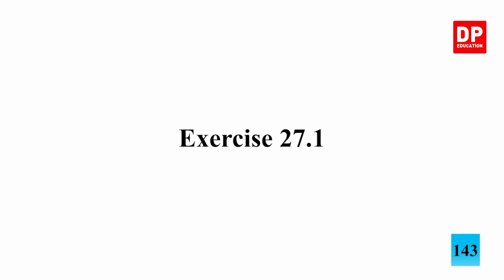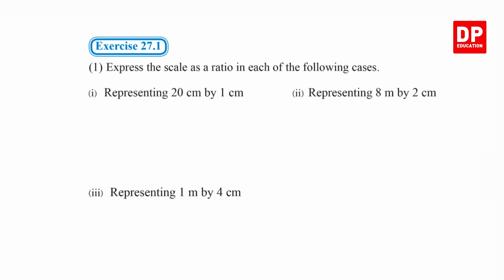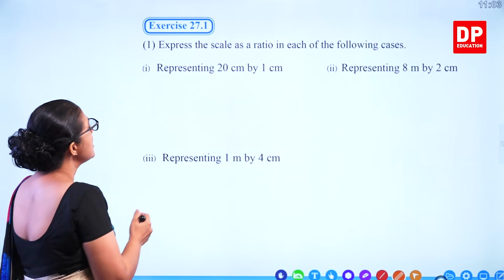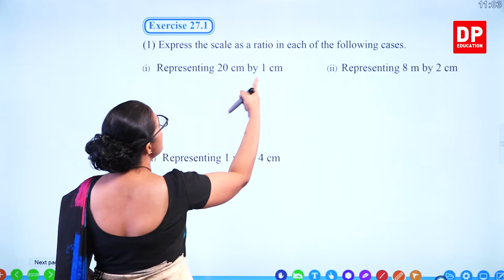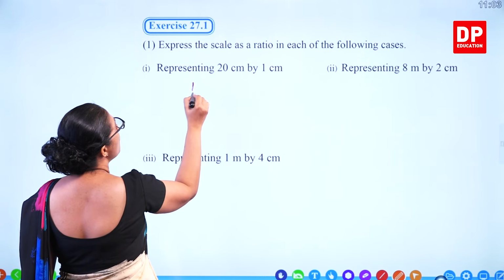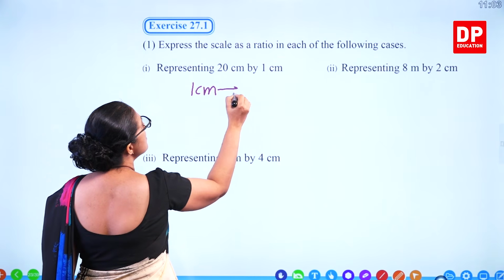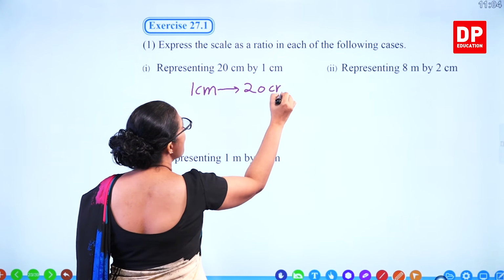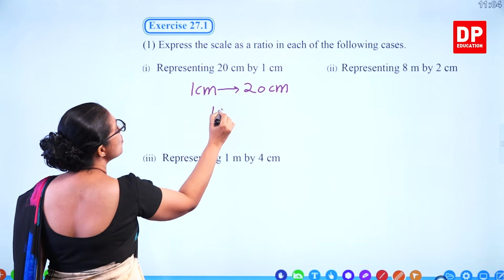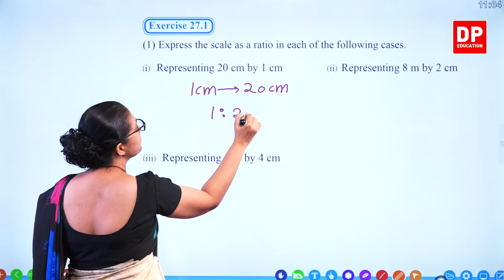Exercise 27.1. Express the scale as a ratio in each of the following cases, representing 1 centimeter and 20 centimeter length. 1 centimeter, 20 centimeter. That means 1 to 20 ratio.